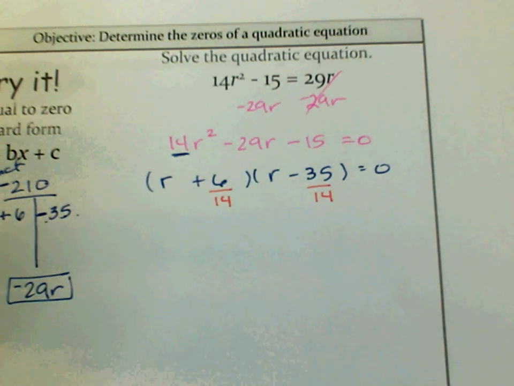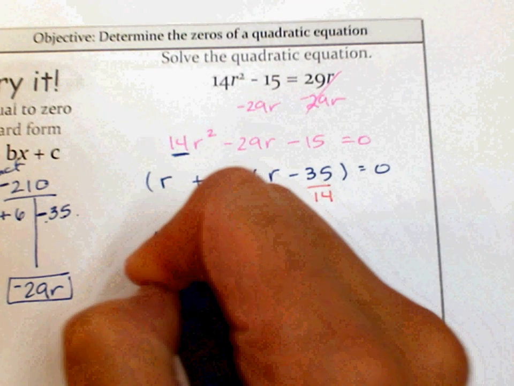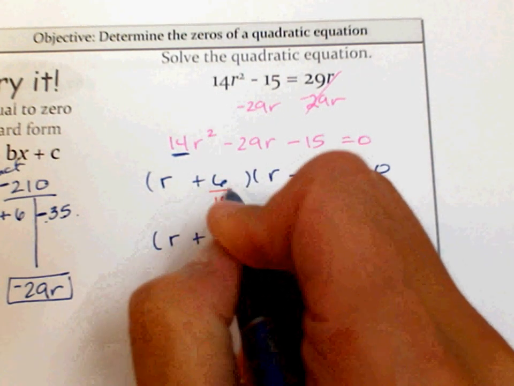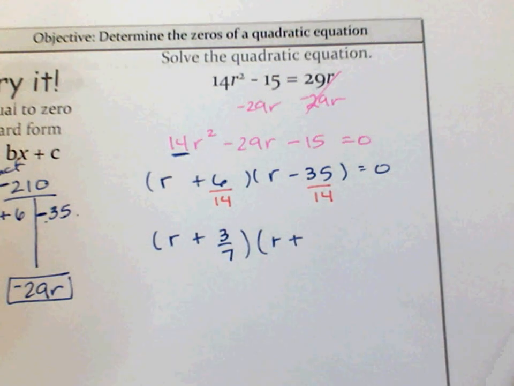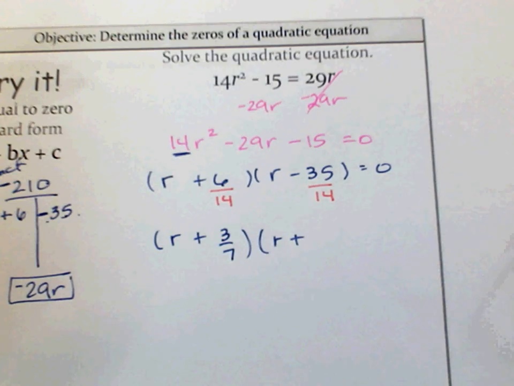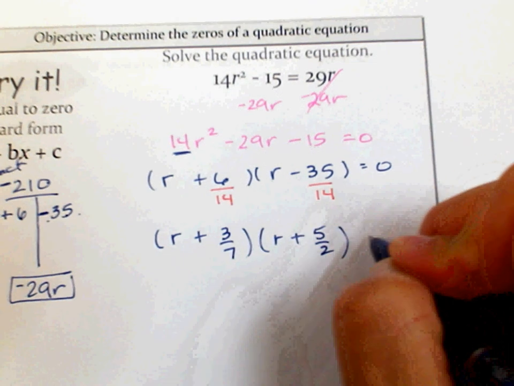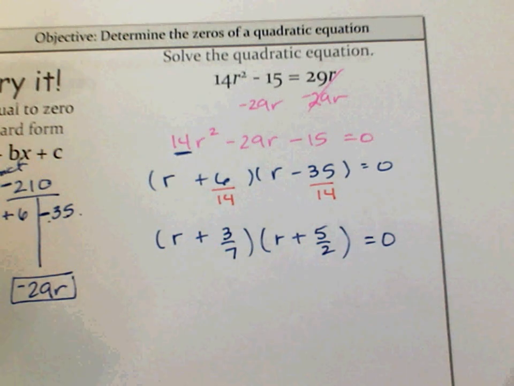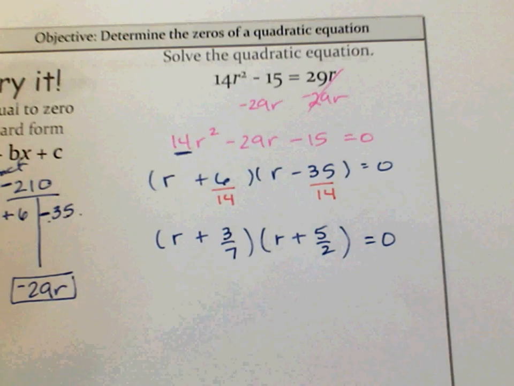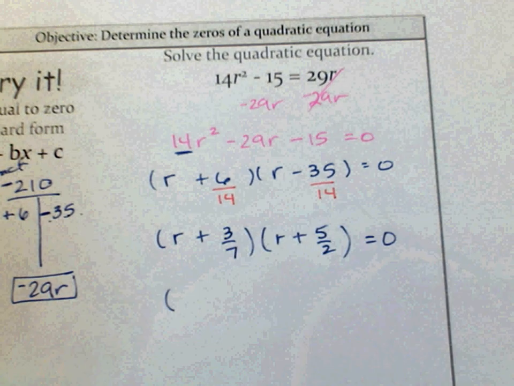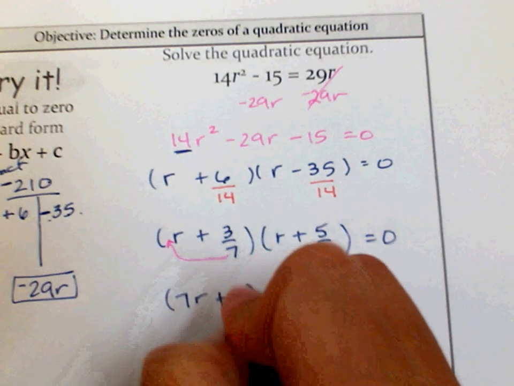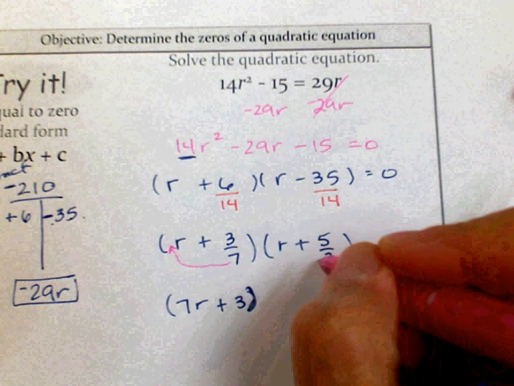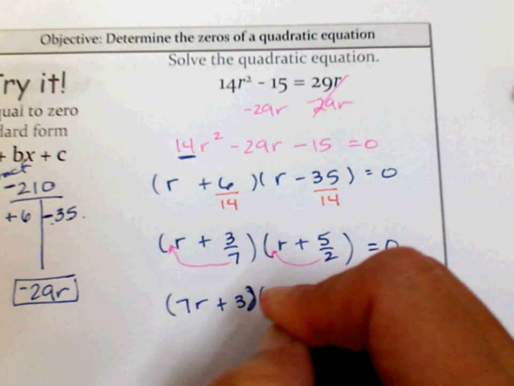All right. So this comes out to be r plus, divided by 2, 3 over 7. R plus, what is 35 divided by 14? Math, enter, enter. It is 5 over 2. Neither one of these are whole numbers. So the bottoms up: 7 comes up, so 7r plus 3. Bring up your 2. 2r plus 5. And there you have it factored.